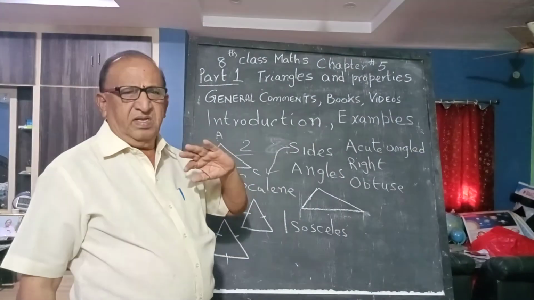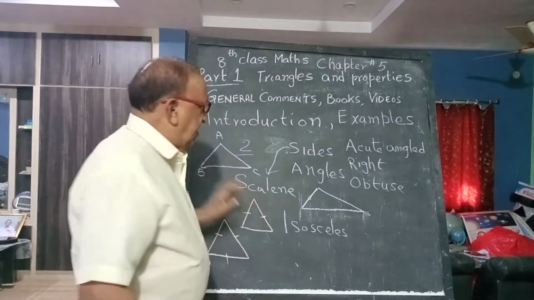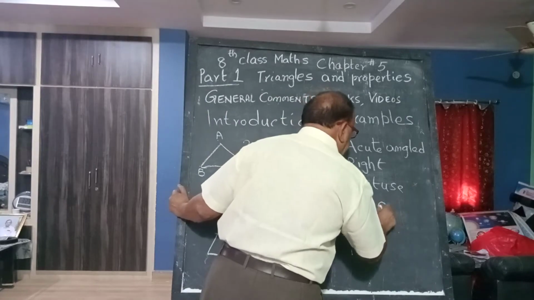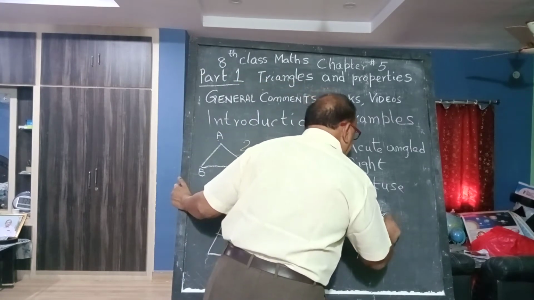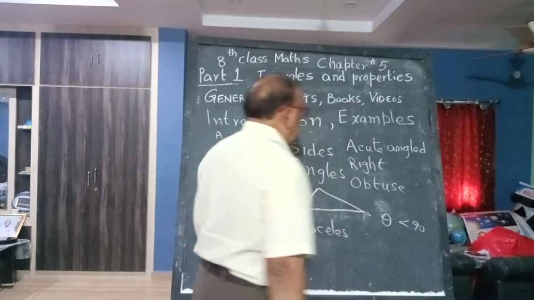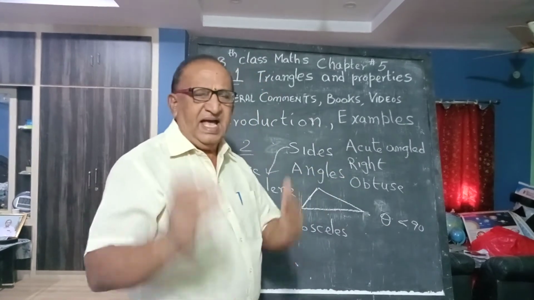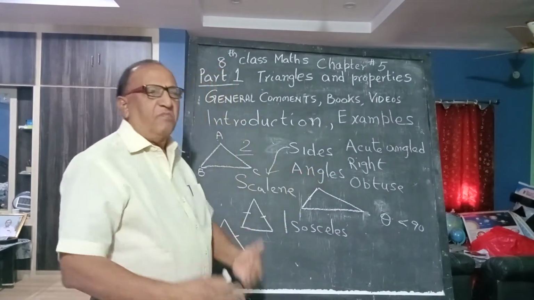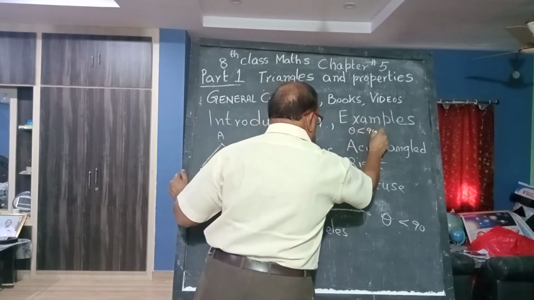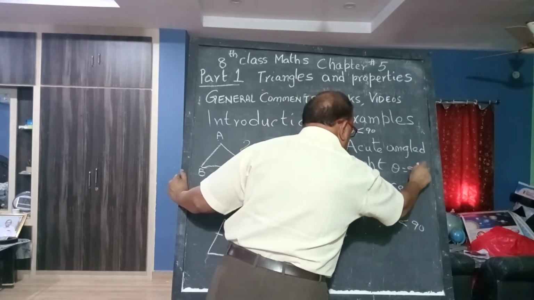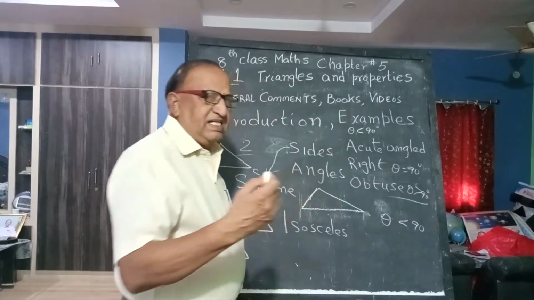Acute angle means the value of the angle is less than 90. If I call the angle theta for explanation purposes, if theta is less than 90, then it is called an acute angled triangle. If it is 90 degrees, then it is called a right angled triangle. In the third case, obtuse, it is more than 90. So, acute is theta less than 90, right angle is theta equal to 90 degrees, obtuse is theta greater than 90 degrees. This is how the triangles are classified.